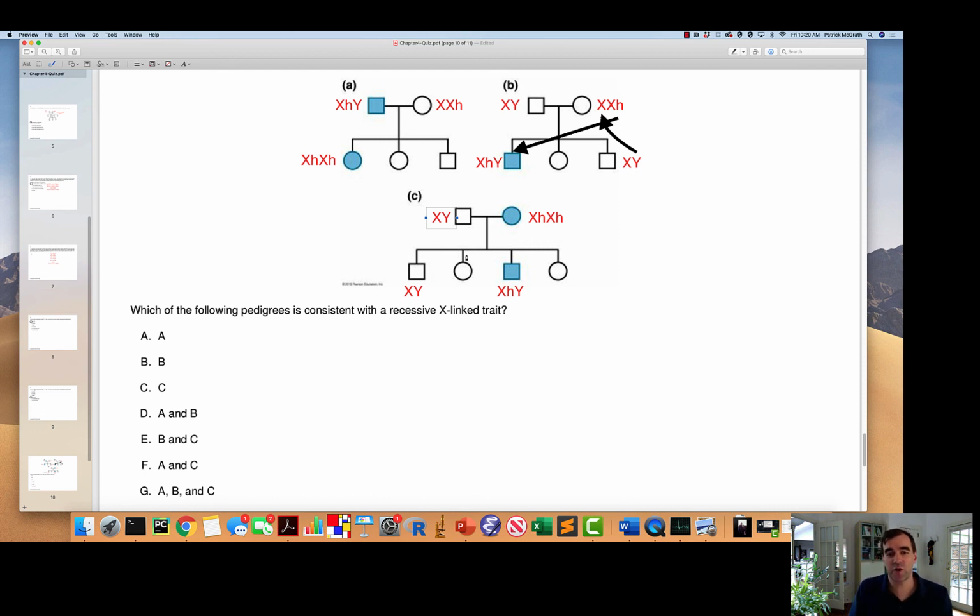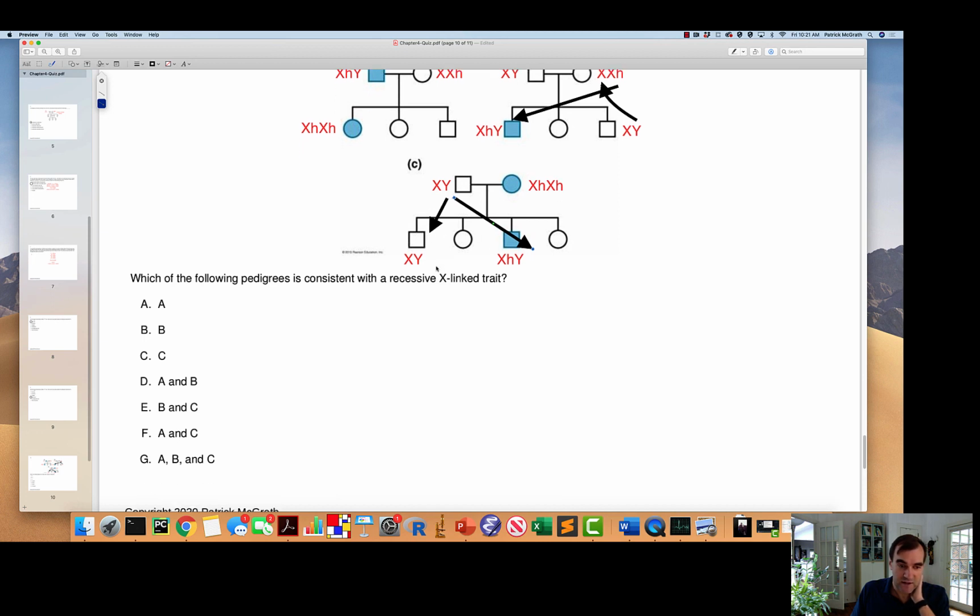So is this possible? No, this is not possible. The reason is that the father must have passed on the Y chromosome to both of the sons, and the mother can only pass on the carrier allele to both of the sons. So there's no way for that son to not have it in this case. A mother that has it can only have sons that have it. So this is a pedigree that is not consistent with an X-linked trait. And so the answer is D.